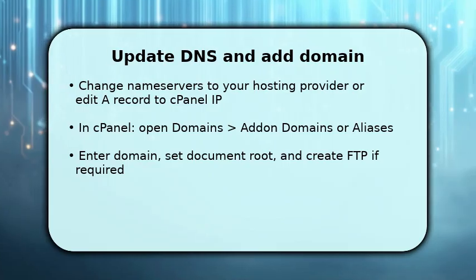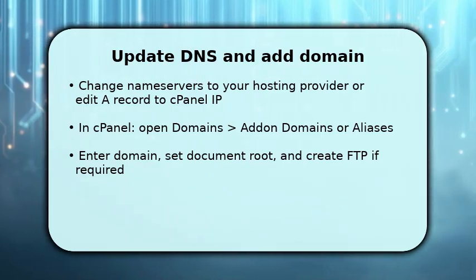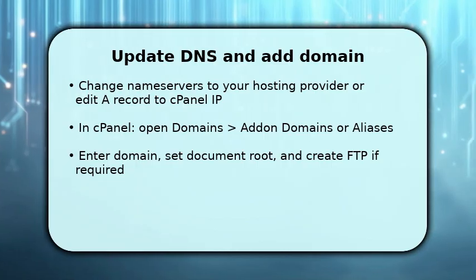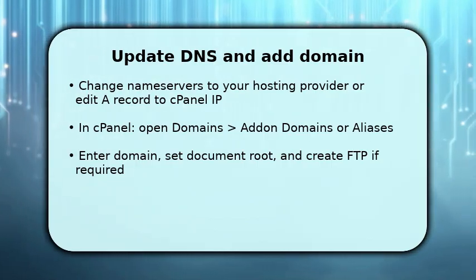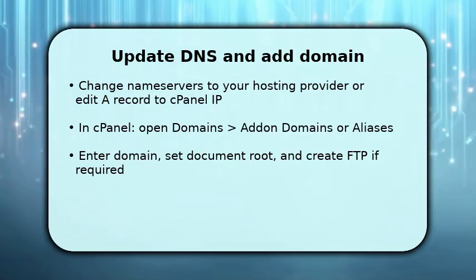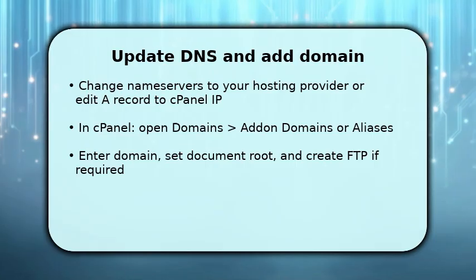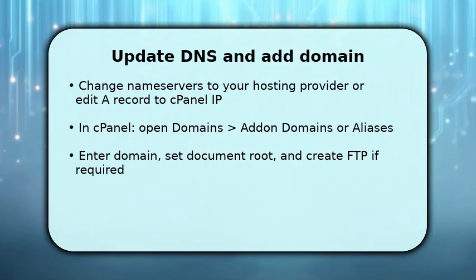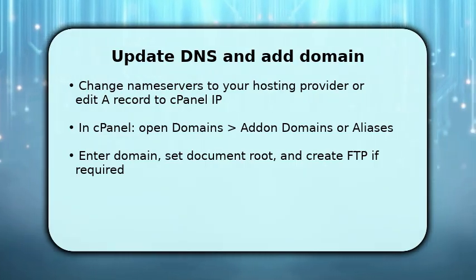Then in cPanel, go to Domains and choose Add-on Domains or Aliases depending on whether you need a separate site. Enter the domain name, pick a document root, and optionally create an FTP account for file access. This links the domain to the correct folder, so your site files will serve correctly.